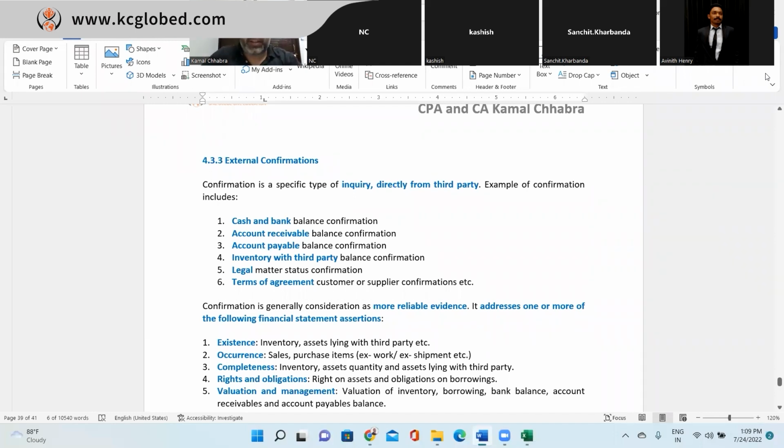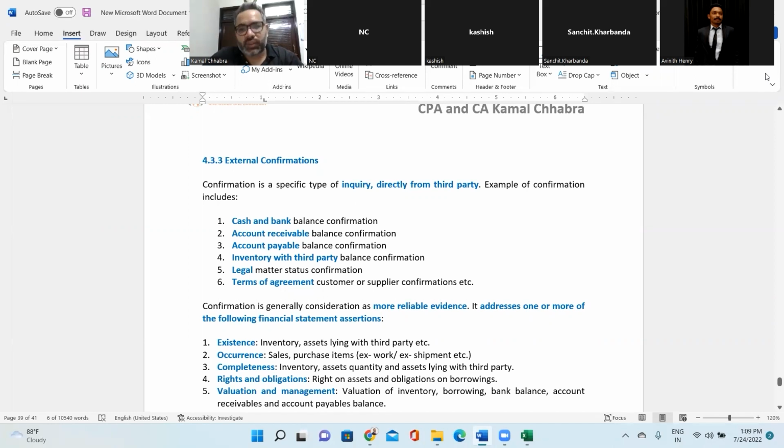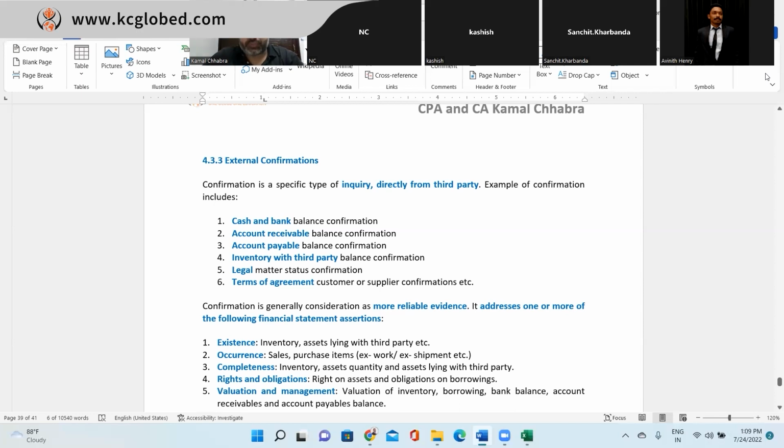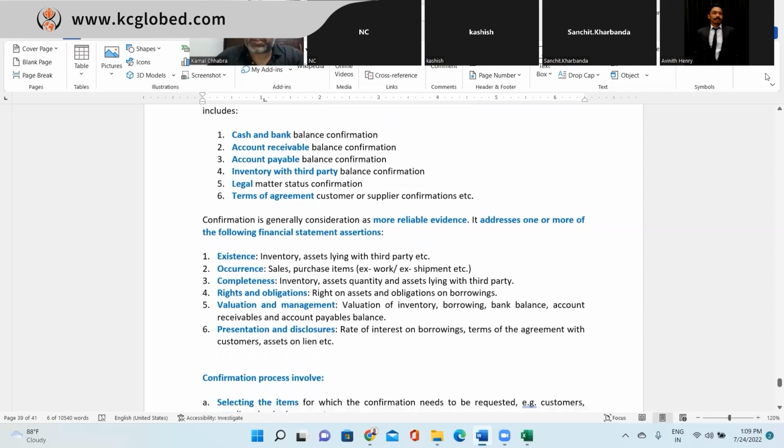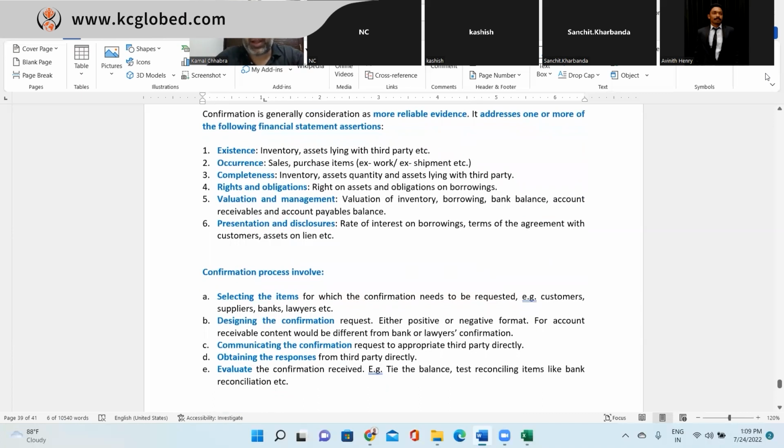External confirmation can be bank confirmation, cash confirmation, receivable confirmation, payable, inventory lying with a third party, litigations, claims, assessments, or sometimes confirmation of the terms of the agreement with the customer or supplier. This is a kind of inquiry which you make directly to the third party, and you request the third party to give you the confirmation directly without involving the client in between.